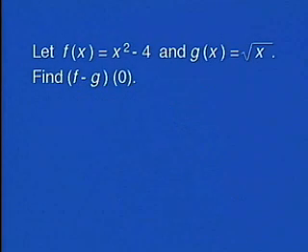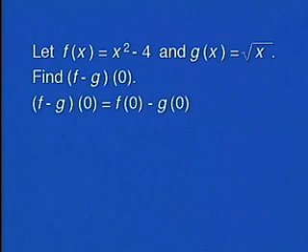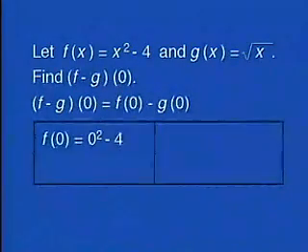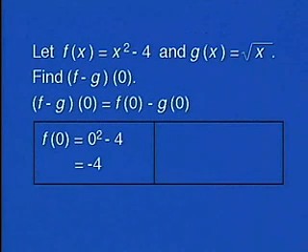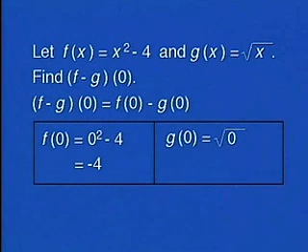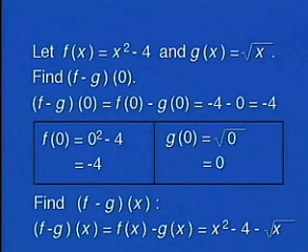Now let's try this problem. Same two functions, f of x equals x squared minus 4 and g of x equals the square root of x, and we're asked to find f minus g of 0. By definition, that's equal to f of 0 minus g of 0. We need to calculate f of 0. F of 0 is equal to 0 squared minus 4, which is negative 4. G of 0 is equal to the square root of 0, which is 0. So I get negative 4 minus 0, which is equal to negative 4.